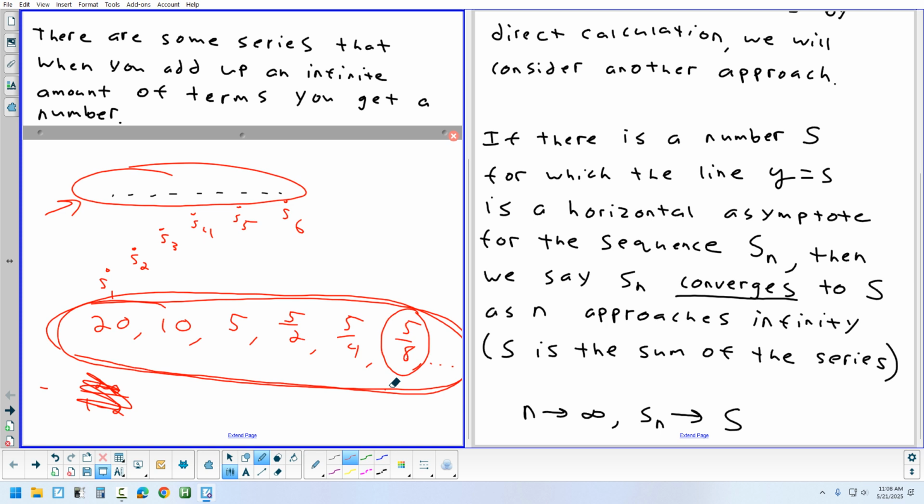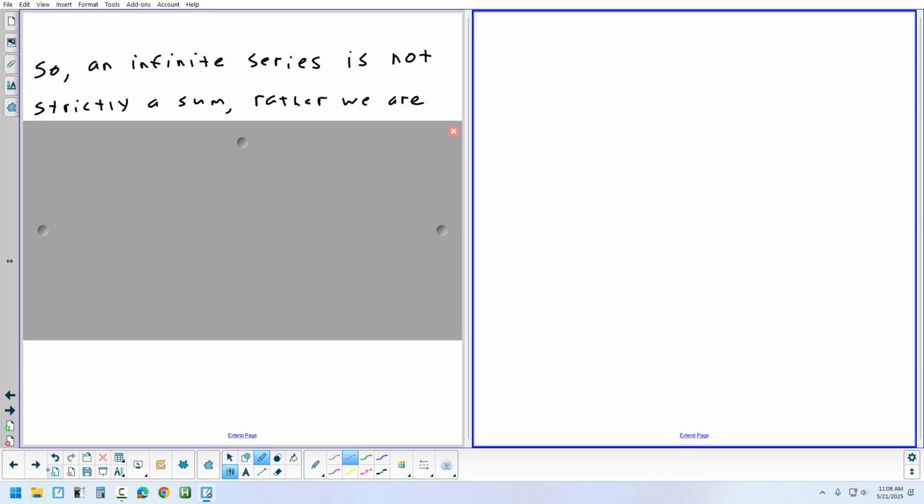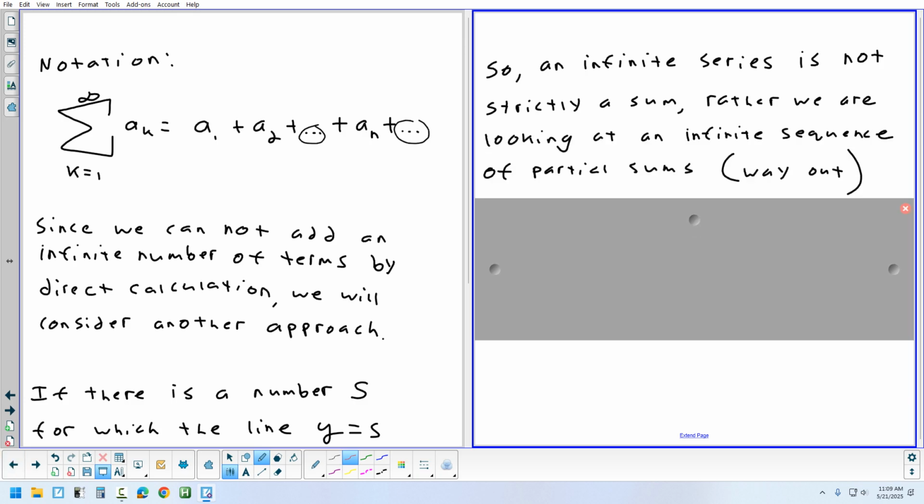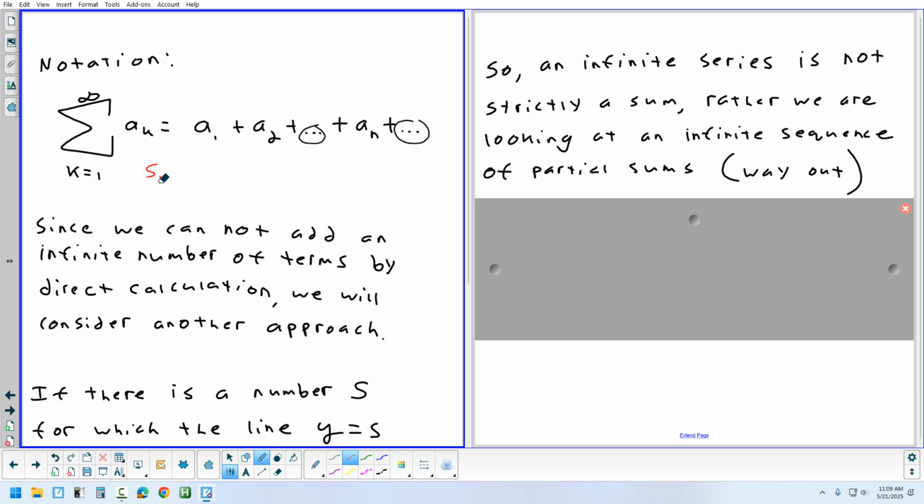Let's look at the next thing. When we look at an infinite sum, we're not really looking at the sum itself, because it's impossible to add up infinitely many things. What we're looking at is this.